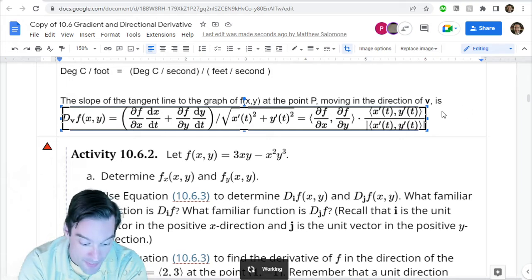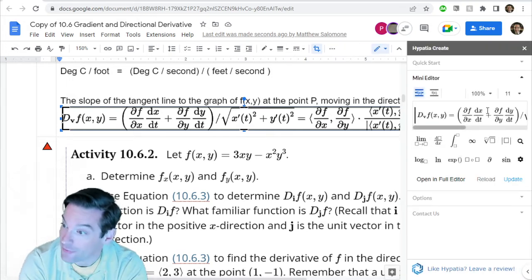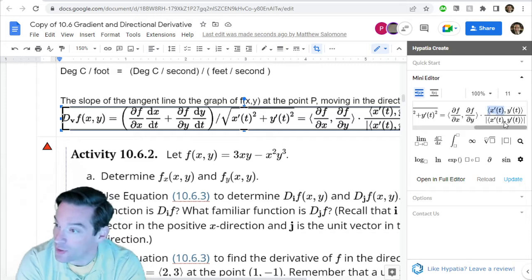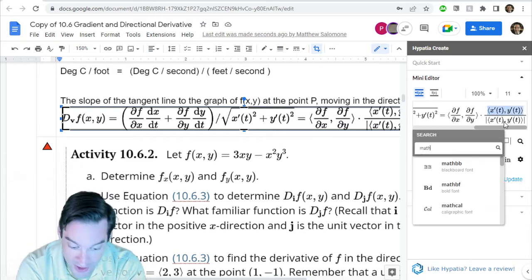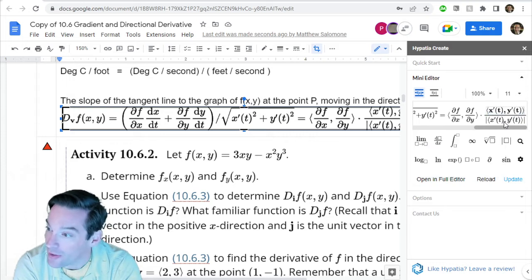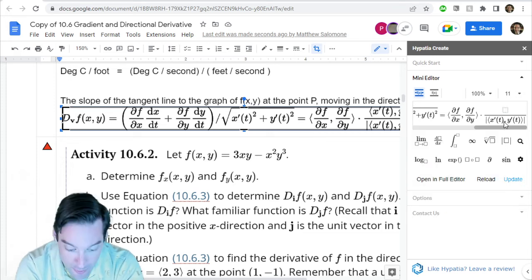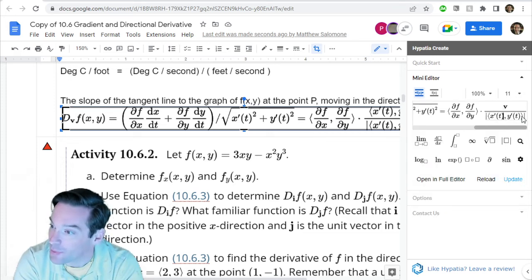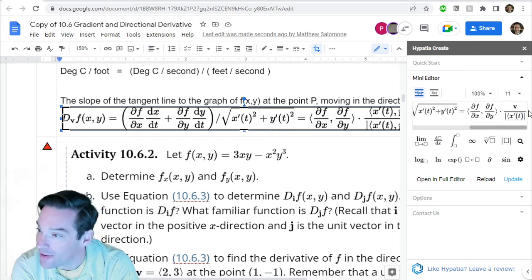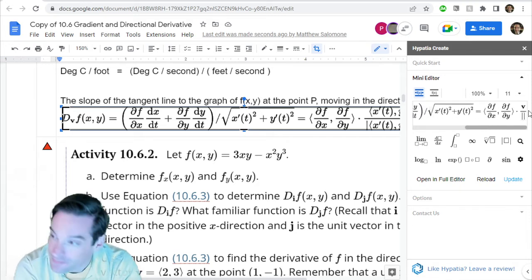Because that was how we parameterized this line in the first place. We knew which direction we wanted to go, and we made that direction the direction vector for our line. So I'm just going to replace the numerator with the vector v, and replace the thing we're taking the magnitude of down in the denominator also with the vector v.